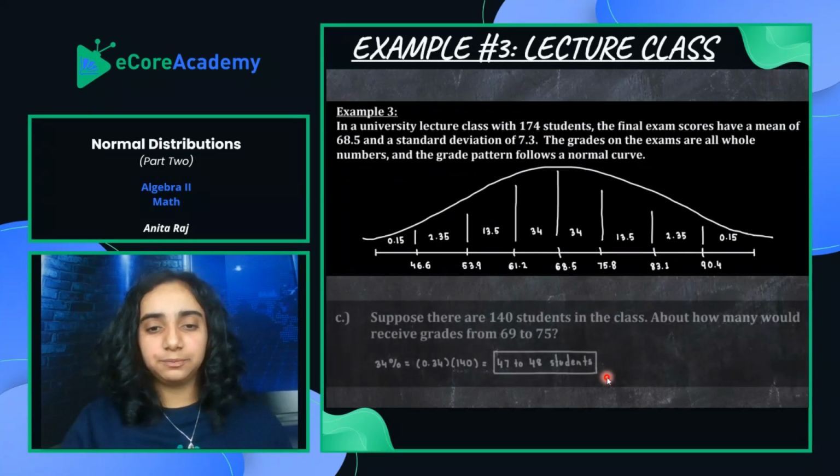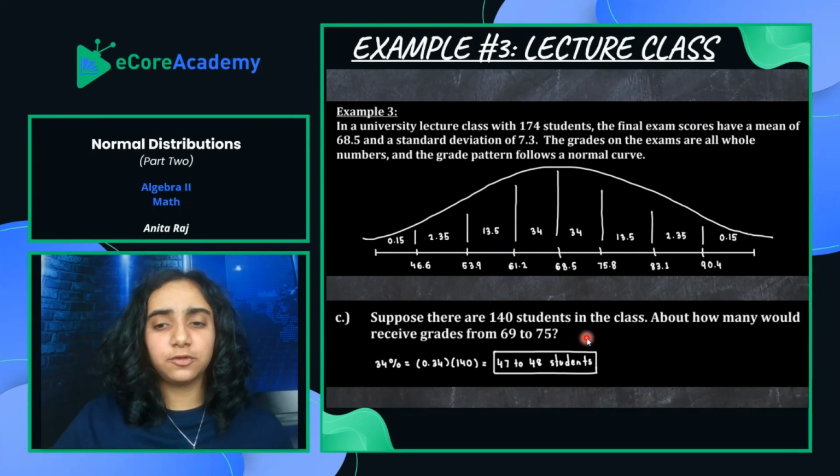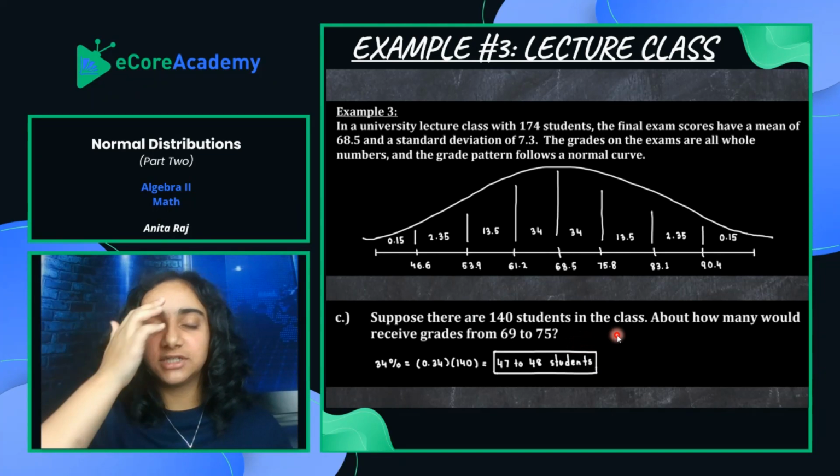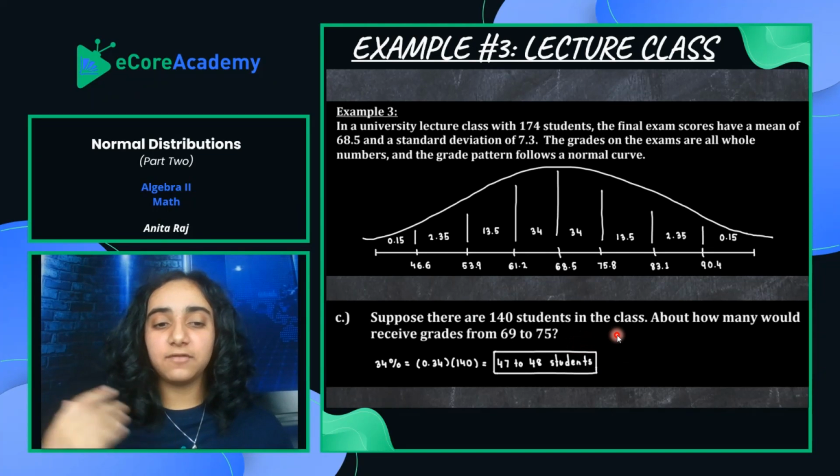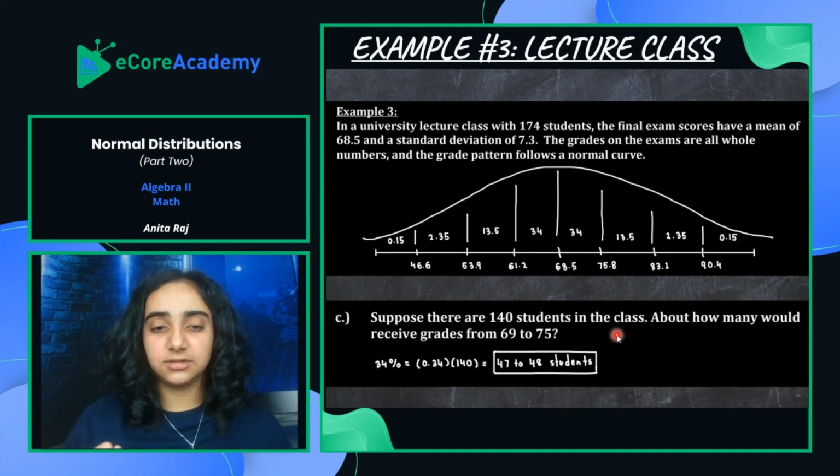So the next problem. Suppose there are 140 students in the class. So let's scratch that number 174 students that was given in the problem originally. Now we have 140 students in the class in this scenario. About how many would receive grades from 69 to 75? Well, let's first find the interval on here. So we have 61.2, that's too far from 69. We have 68.5, which is only 0.5 away from 69. So we'll look at that. We'll focus on that. Then we get 75.8, which is very close to 75.